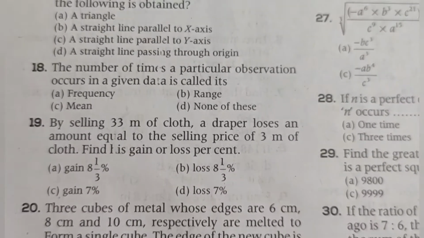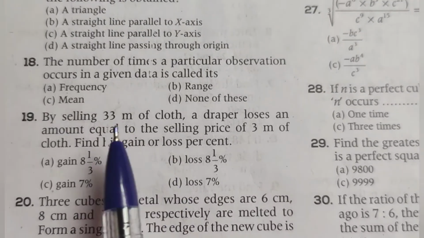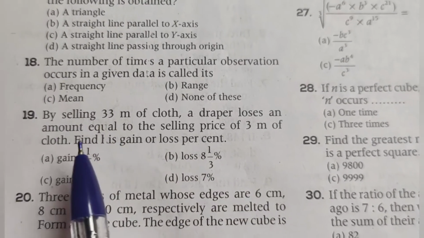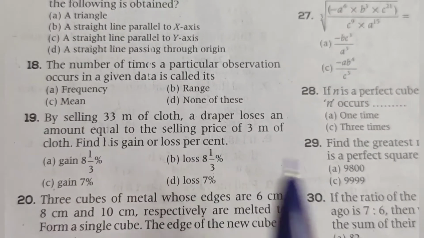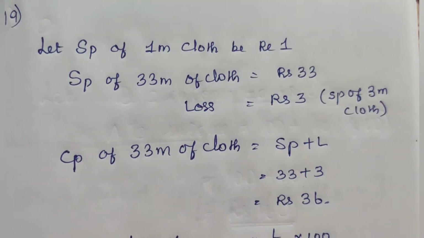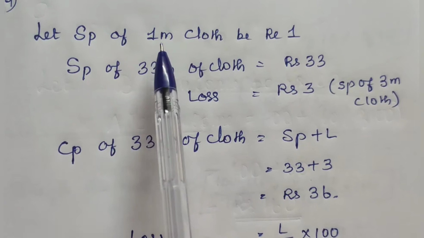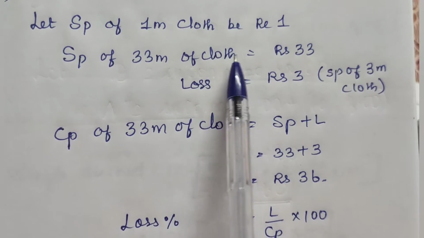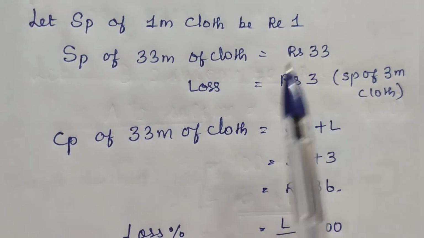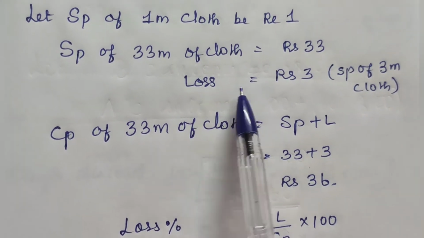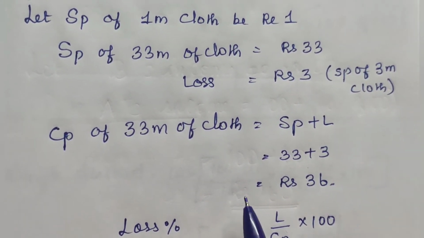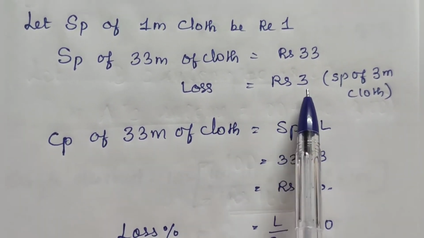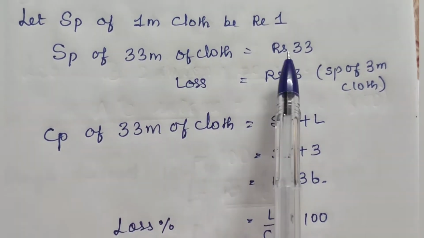19. By selling 33 meters of cloth, a draper loses an amount equal to the selling price of 3 meters. See, a man sells 33 meters of cloth and he loses the SP of 3 meters. Find his gain or loss percentage. Let the selling price of 1 meter of cloth be rupee 1. So the selling price of 33 meters of cloth is 33 into 1, rupees 33. They say loss equals the SP of 3 meters of cloth. SP of 1 meter of cloth is 1, so SP of 3 meters of cloth is 3. So loss is rupees 3. SP of 33 meters of cloth is rupees 33.